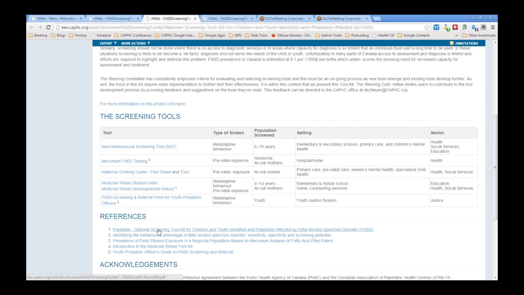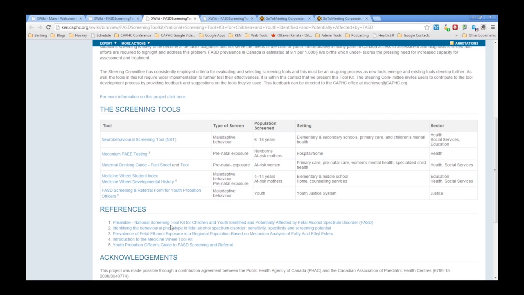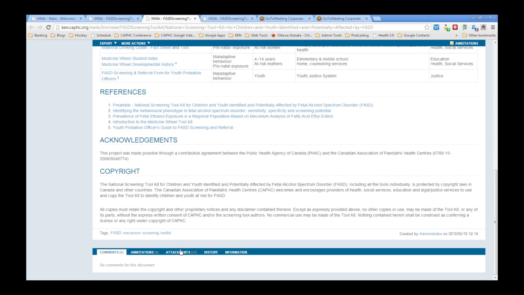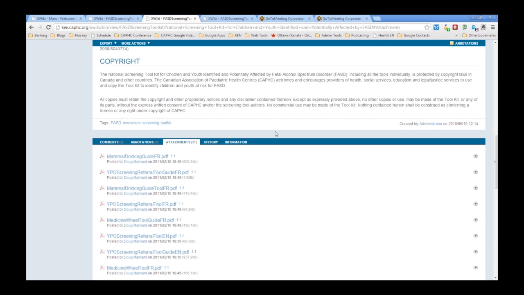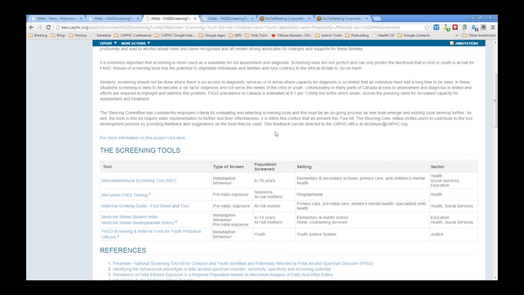In some of these links down here, the references are more information about the Asante tool. And in the attachments, there's a couple more links around the youth probation officer screening and referral tool. So it is all on the Knowledge Exchange Network. If you just search for screening toolkit and FASD, it should come up.